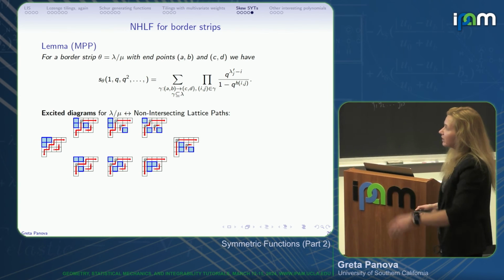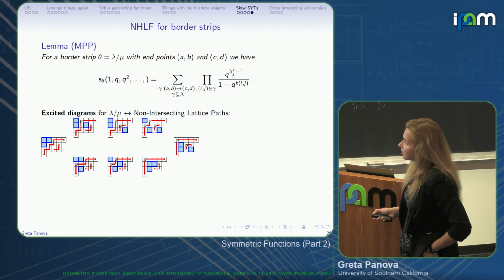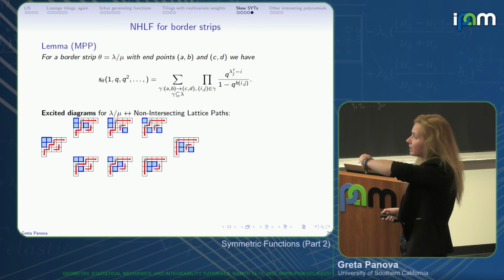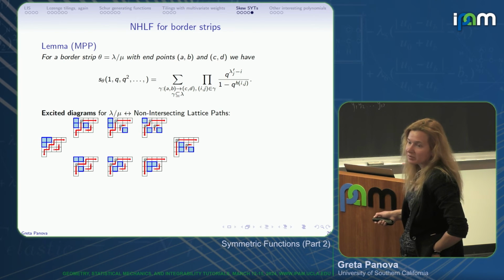So the thing to realize is that our excited diagrams, if we cut our shapes in the opposite direction, so first we go from the inside and then toward the outside, whenever we do an excited move, it's just switching a corner of a path from inside to the outside. And the complement of these excited diagrams are just all the possible non-intersecting lattice paths in this lambda with these starting points.